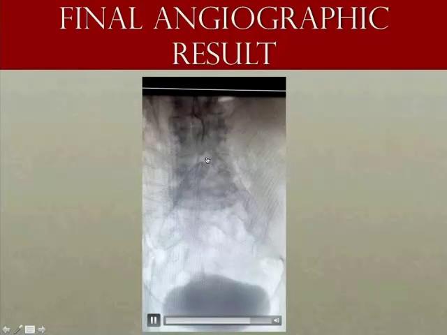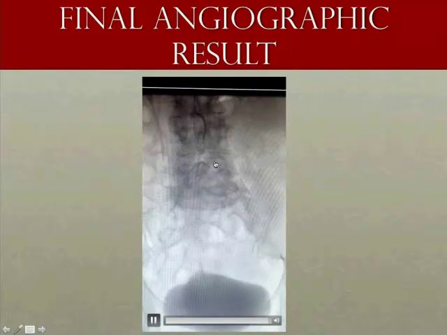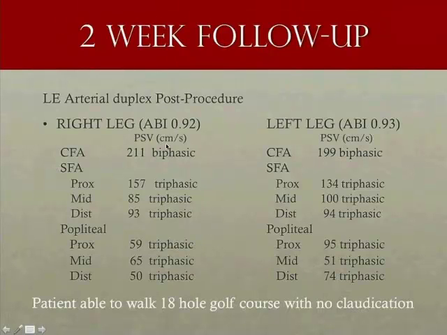So she returned to my office 2 weeks later, and her post-procedure arterial duplex and ABIs revealed a marked improvement in her resting ABI, on the right at 0.92, with a left ABI of 0.93. Her common femoral artery peak systolic velocities were largely unchanged, around 200, again with a biphasic waveform, but the velocities in both SFAs and both popliteal arteries were markedly improved, and now she actually had a triphasic waveform throughout.